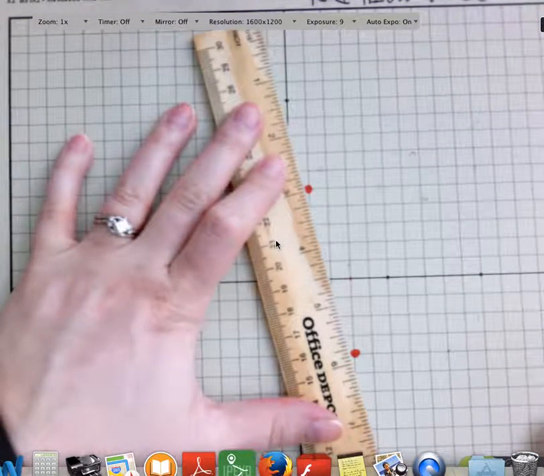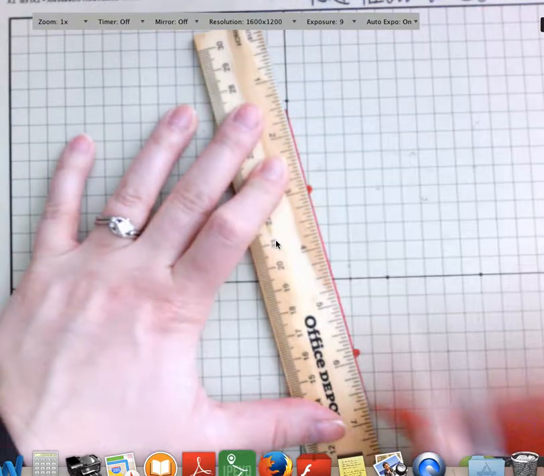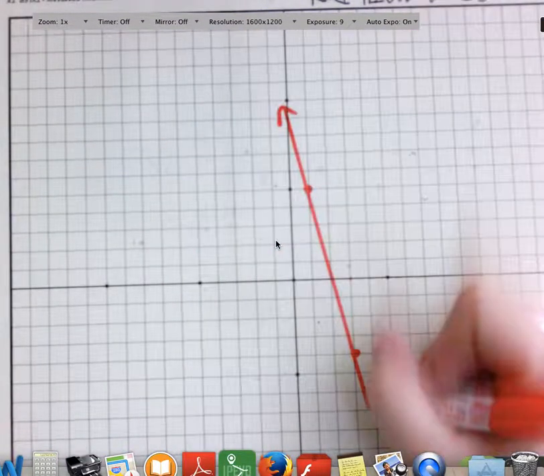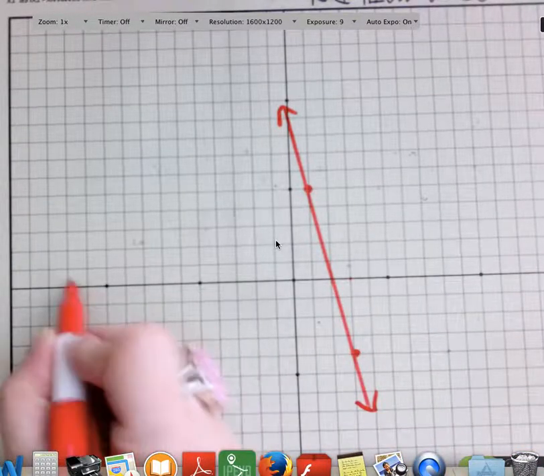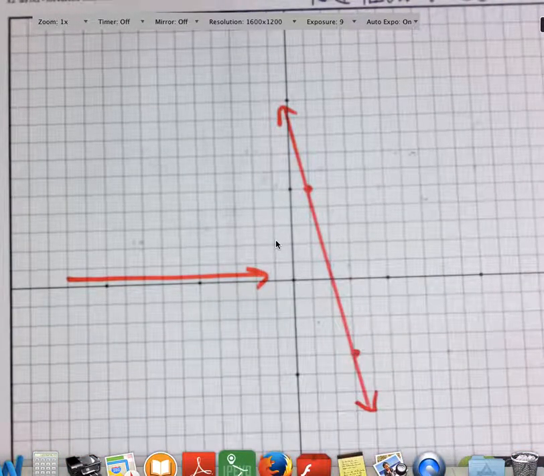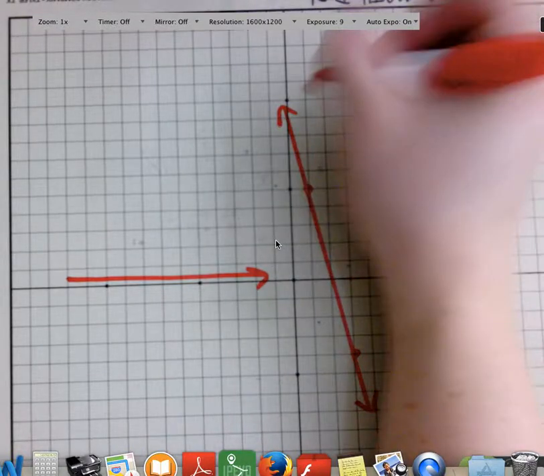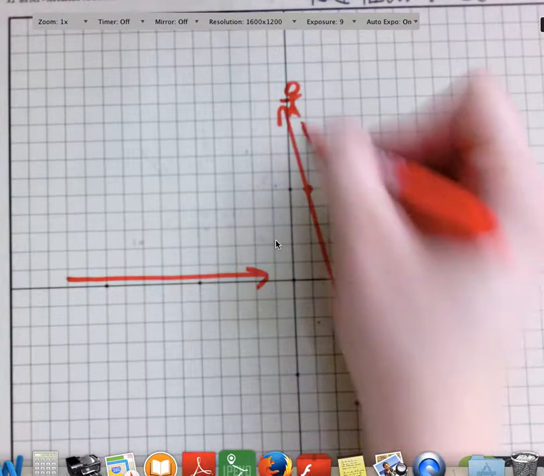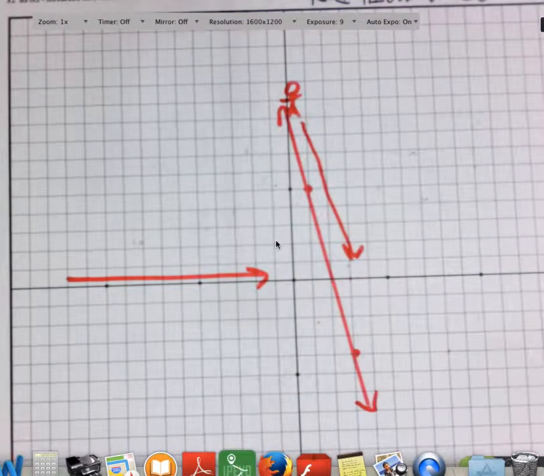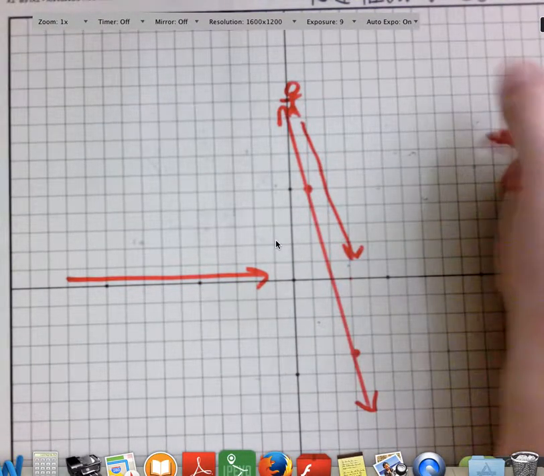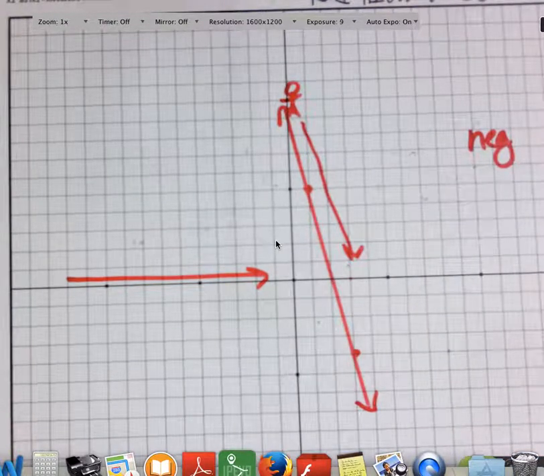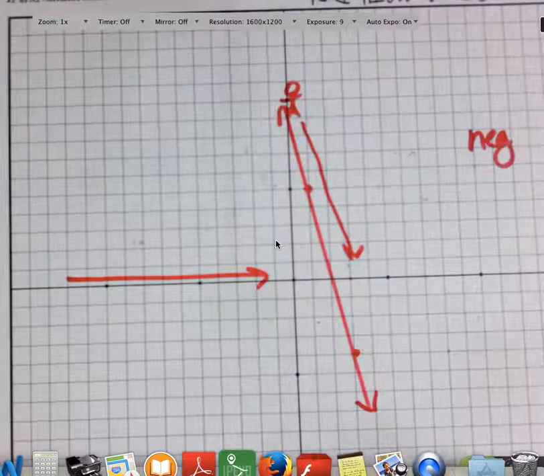And whenever we're dealing with a function or a line, we want to go from left to right. Okay? So if I'm a little person and I'm walking, I'm going to be walking downhill for this. Okay, so this right here, I know it's going to be a negative slope because I'm going downhill. Okay?